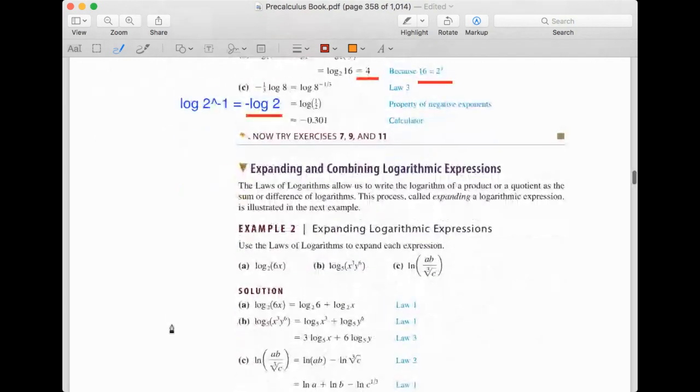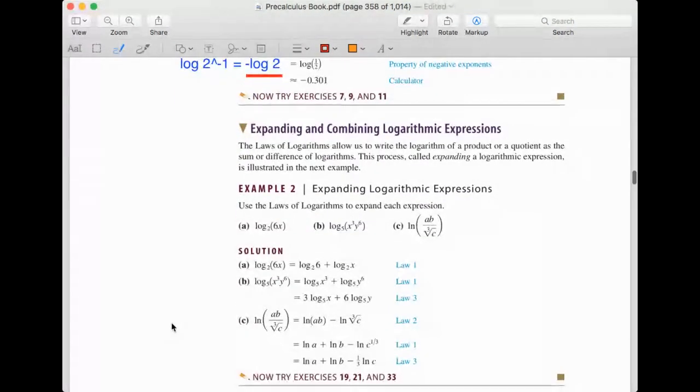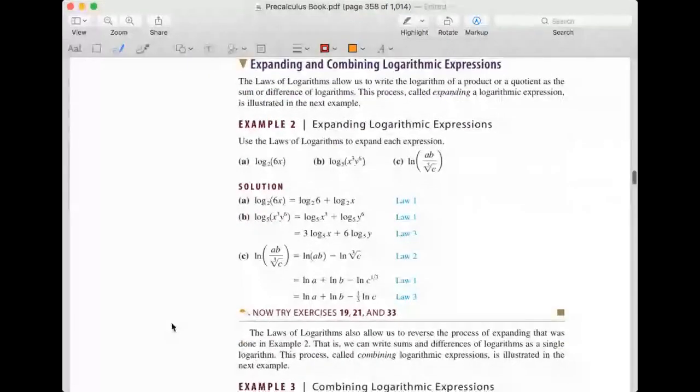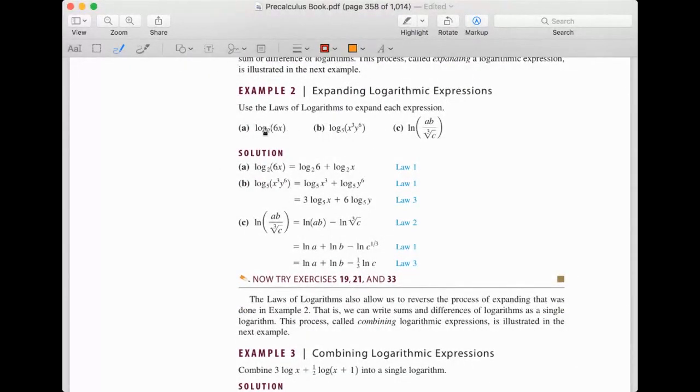Again, if you have any questions, feel free to stop me. Let's see this example. Right now, we want to use the laws of logarithms to expand each expression. So a is log base 2 of 6x. 6 times x inside the log is a product. We can split it as addition of 2 logs. So we can write it as log base 2 of 6 plus log base 2 of x.